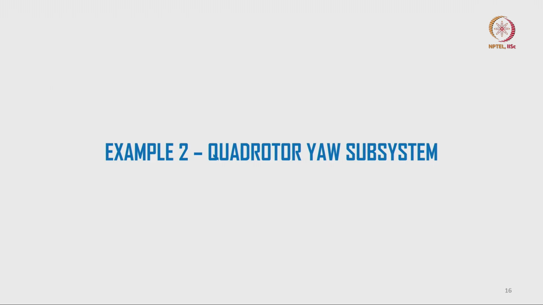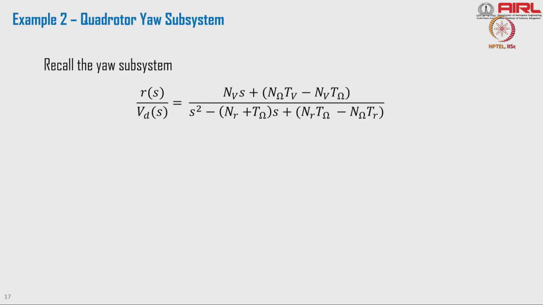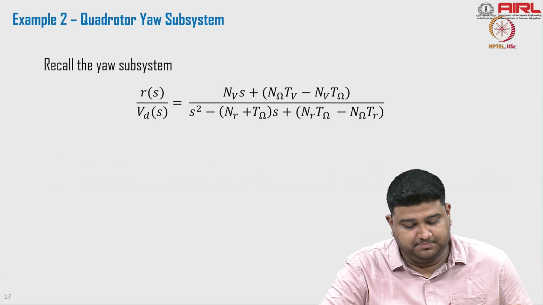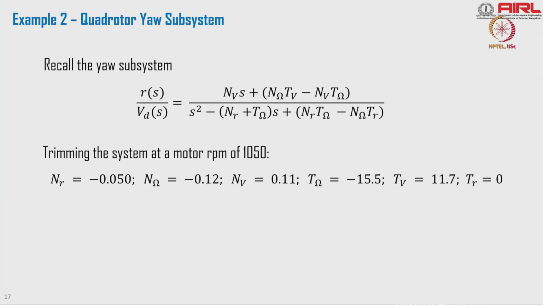Let's take a look at the other subsystem, the yaw subsystem, which we have also been taking a look at for the past few lectures. This, if you recall, is the transfer function of the yaw subsystem, and we trim this system at a motor RPM of 1050 with these values, again taken from the reference research article we mentioned earlier in the lectures, and we get the transfer function to be 0.11s plus 0.031 over s square plus 15.55s plus 0.775.